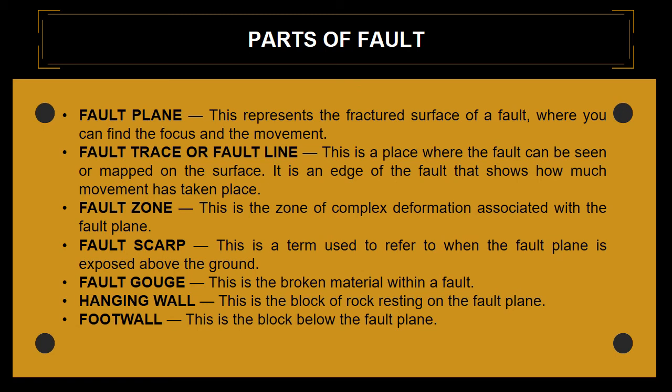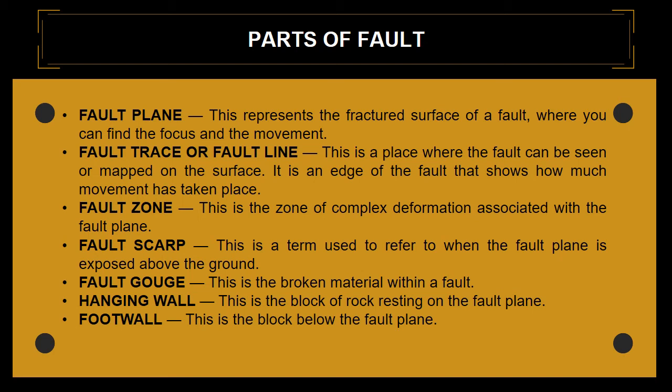Ito yung sugat. So, fault trace or fault line. This is a place where the fault can be seen or mapped on the surface. It is an edge of the fault that shows how much movement has taken place. So, ito yung mostly nakikita natin sa maps. So, yung pinapakita sa TV. Example is, ito yung fault line na makikita sa gantong lugar. Or yung fault line na magkakos ng the big one. So, fault line yun. Kasi nga nakikita sa map.